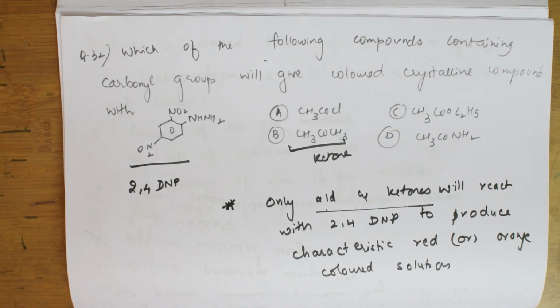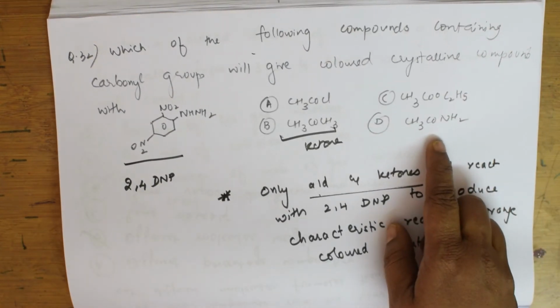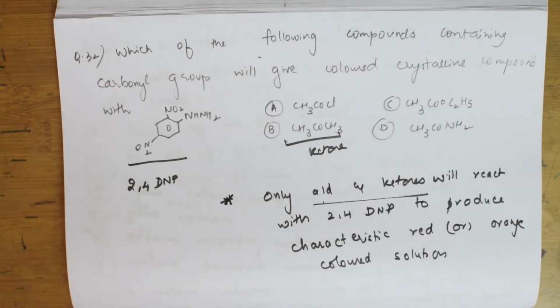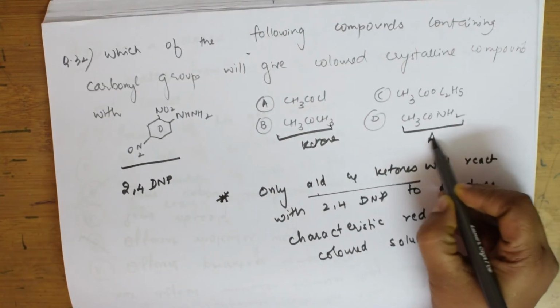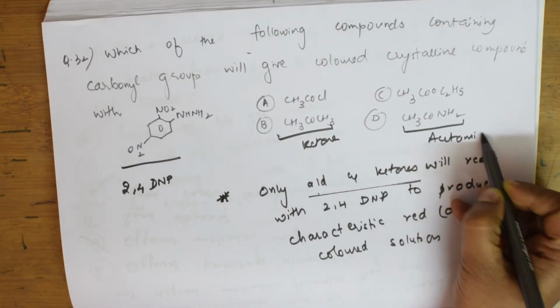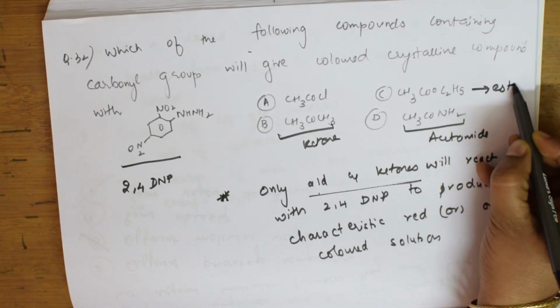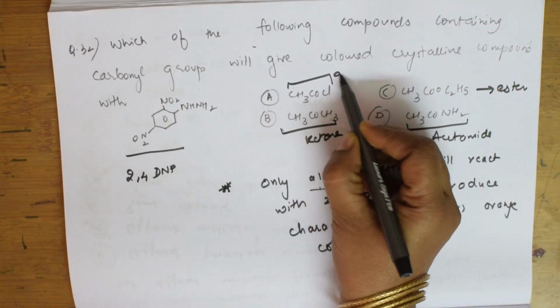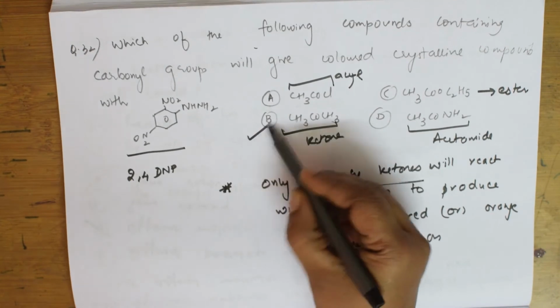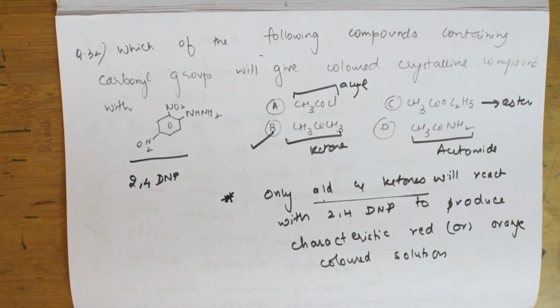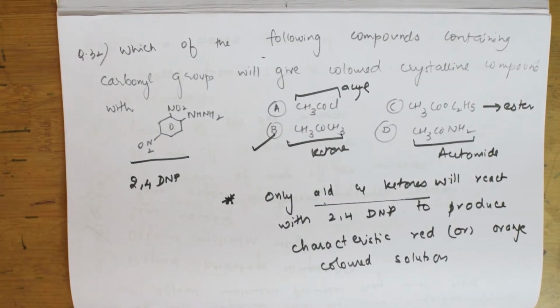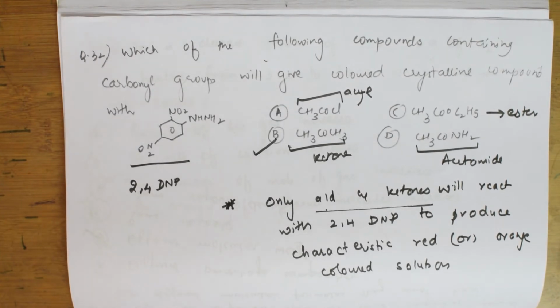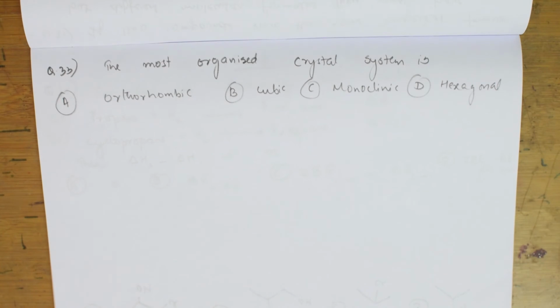So basically what is the name of this compound? CH3CONH2. This is acetamide, isn't it? So this is acetamide, this is an ester, this is an acyl group. So which is the correct option? The correct option is B. Correct, students? Yes. So hope this is clear. Let's come back and do one more. Next question. Let me take this question.